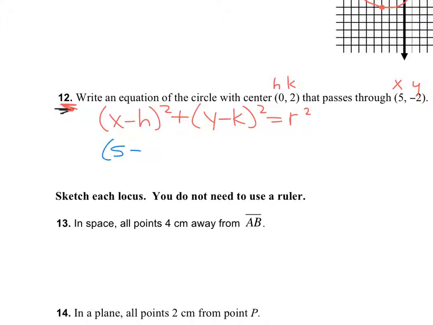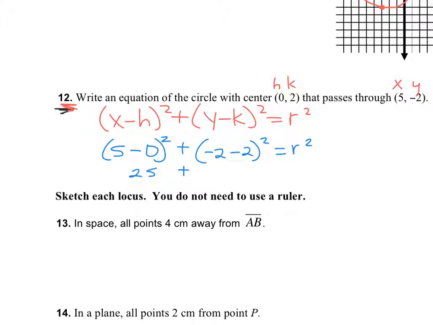5 minus 0 squared, negative 2 minus 2 squared equals the radius squared. Now it's just algebra, right? Simplify that. So 5 minus 0 squared is 5 squared, or 25. Negative 2 minus 2, and I see a lot of mistakes made on this. What is that? Negative 4. Negative 4 squared is? Positive 16, okay?